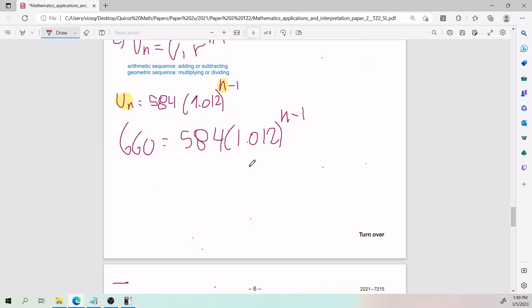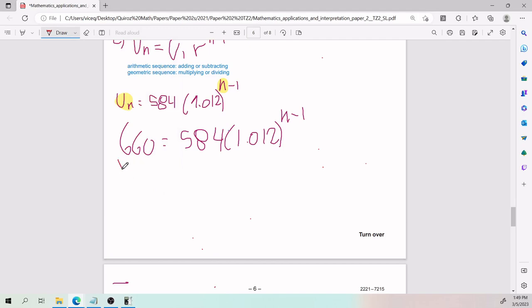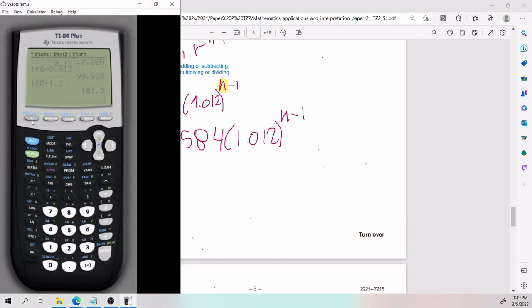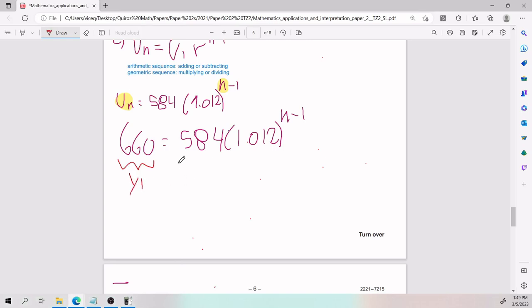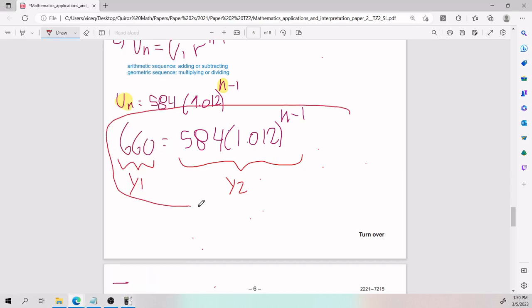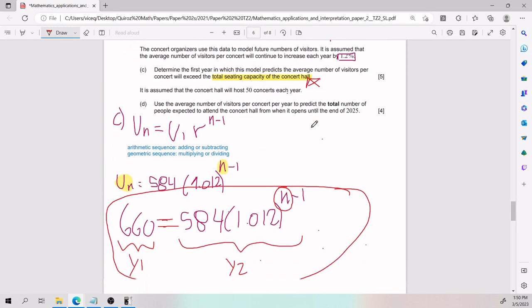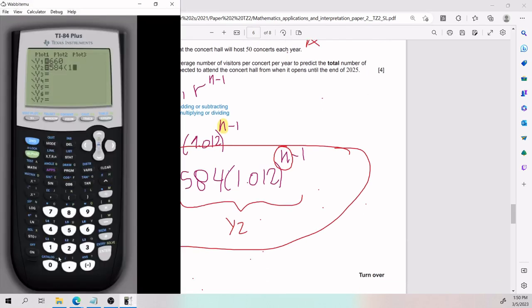There's a couple ways to solve this, and my favorite one is the calc intersect trick. I do have a video that goes in depth with this, but basically we're going to go into our y equals, which is here. My y1 is going to be what's on the left, my y2 is what's on the right. So I'm plotting these two lines and seeing where they intersect. Wherever they intersect is what makes this whole thing true, since it's an equals. So wherever they intersect is my value of n, which is exactly the year in which the total seating capacity of the concert hall is going to get exceeded or filled. So that is the intuition.